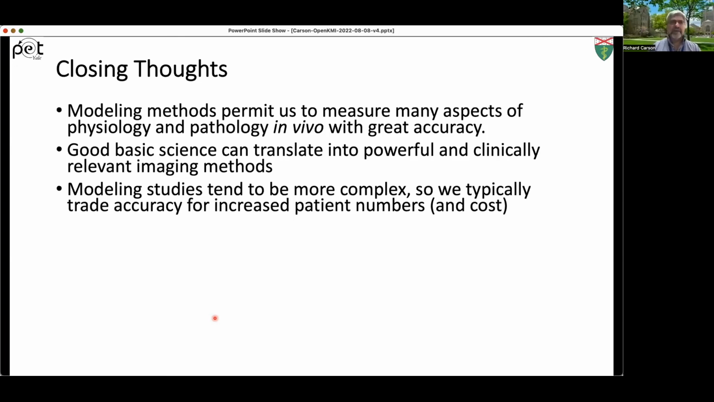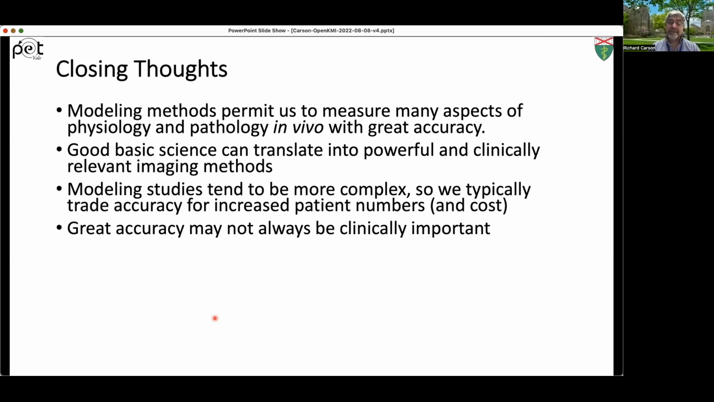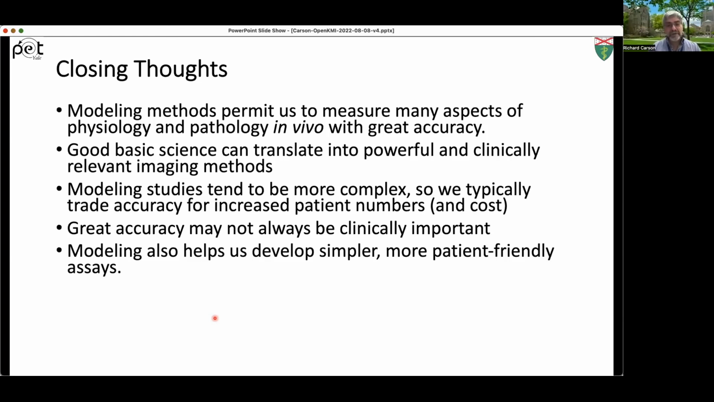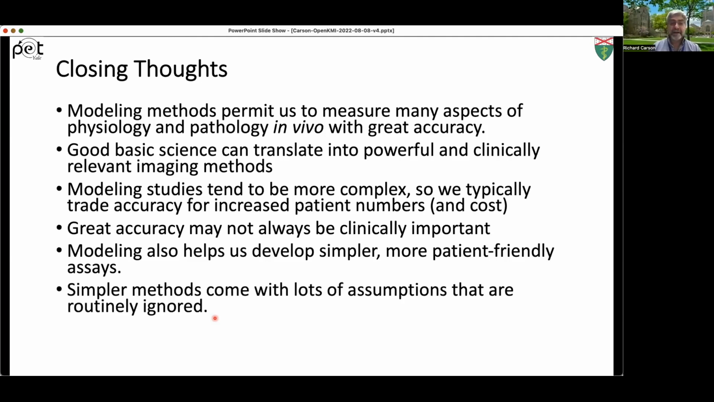And so you want to find a way where that translates your understanding into something a little bit simpler. And honestly, you don't always need that great accuracy, especially when you're looking at within-subject changes due to drugs or just the normal treatment effects that might be there. So the real trick is to use what we understand from the models to develop that simpler, more patient-friendly assay that's going to be practical. And just keep in mind that they come with a lot of assumptions, and we're really good at forgetting about them, like what we talked about with the SUV versus the FDG Ki, to remember, are they relevant there?